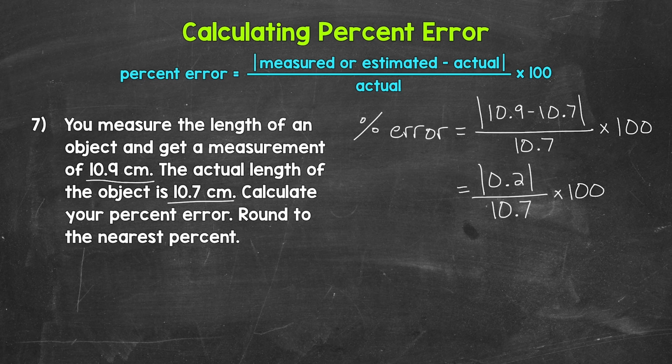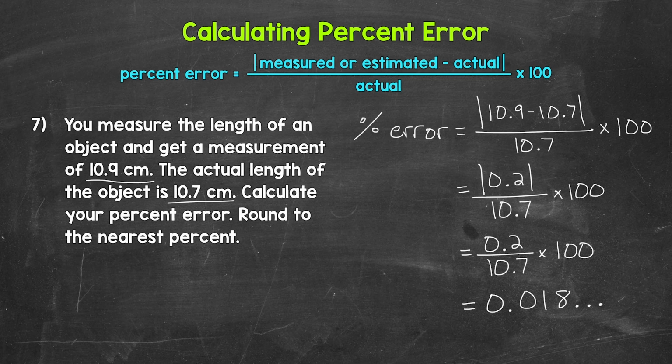Now we need the absolute value of 2/10, which is just 2/10. Divided by the actual value times 100. And now we need to divide. So we need to do 2/10 divided by 10 and 7/10. So 0.2 divided by 10.7. That gives us 0.018, and that decimal continues on.